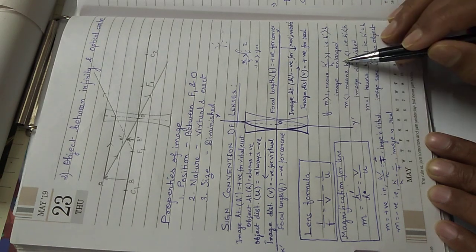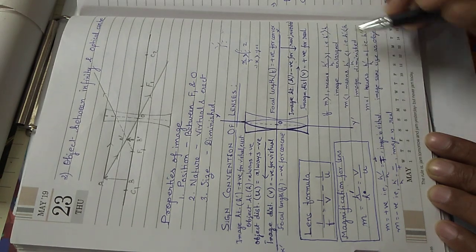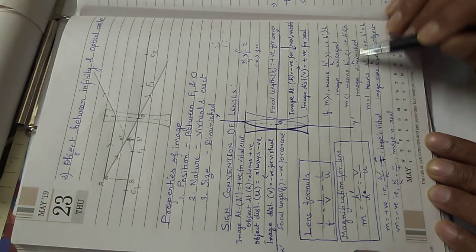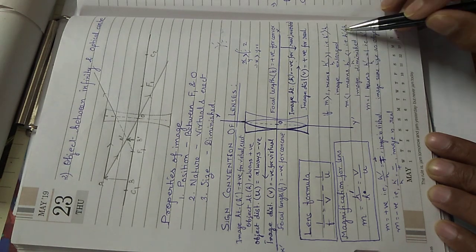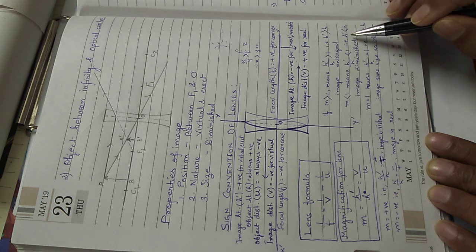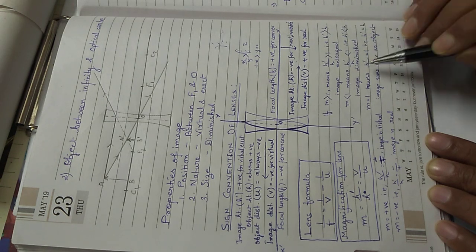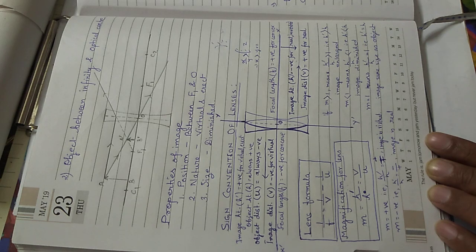m is less than 1 means h dash by h is less than 1. So I take the h this side, so h into 1 is h. So h dash becomes less than h. That means image is smaller than the object. That means image is diminished.